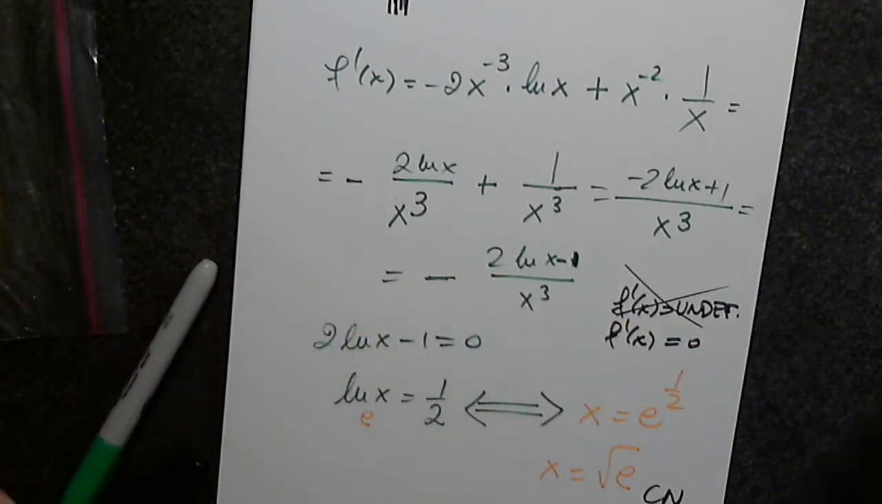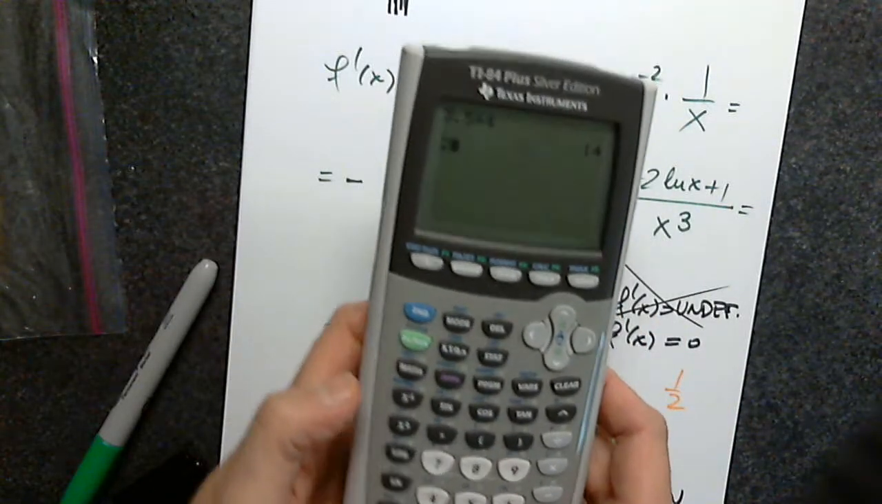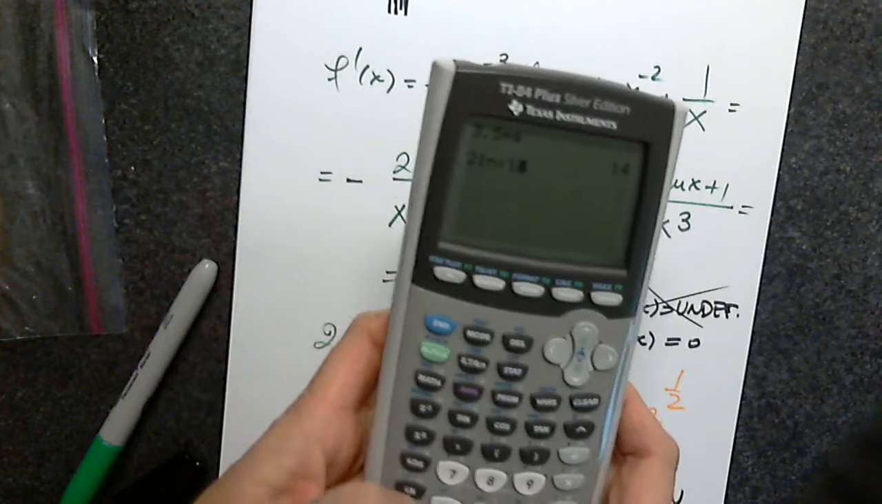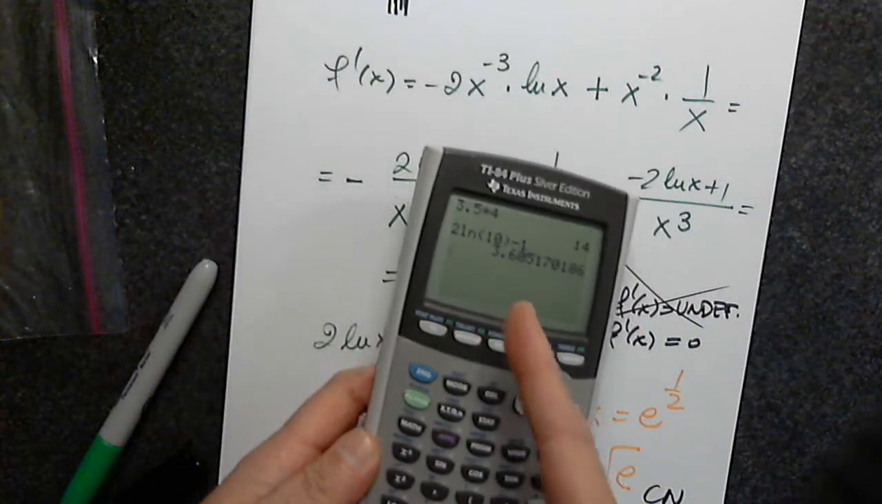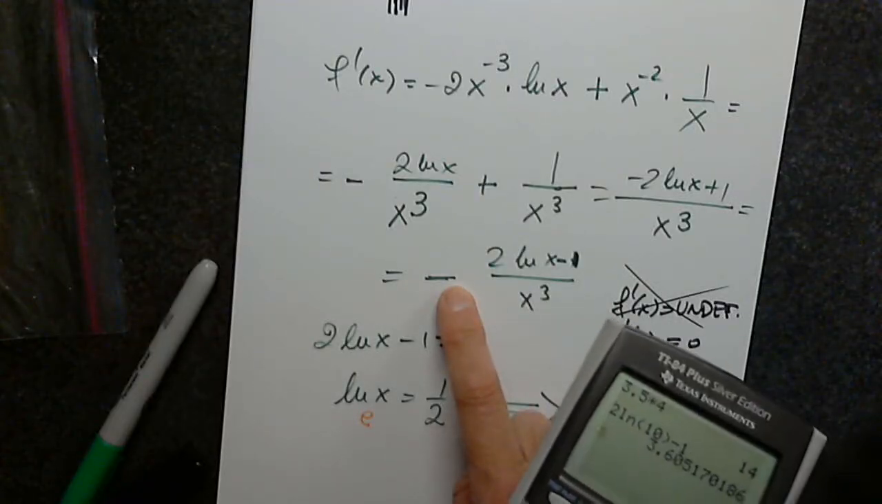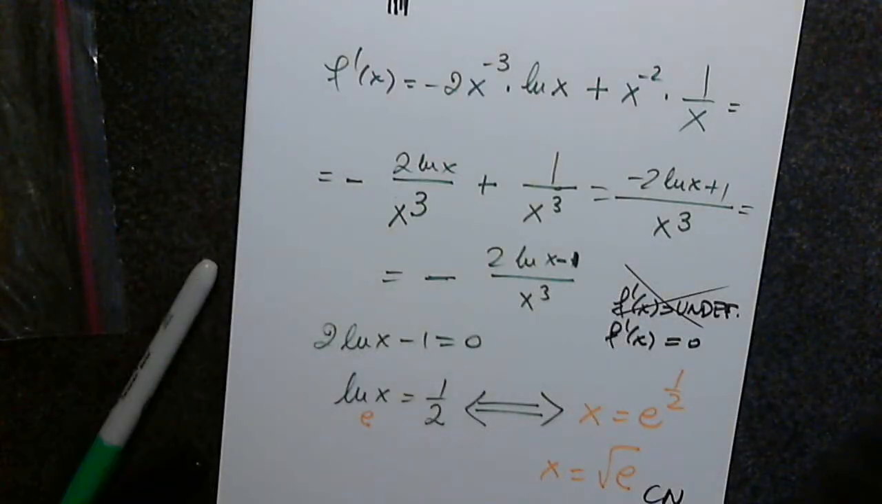Let's say I don't know. That's fine. If I don't know, I have a calculator. And I have 2 natural log 10 and then minus 1. And the answer has to have minus in front because of this. So it is negative indeed.